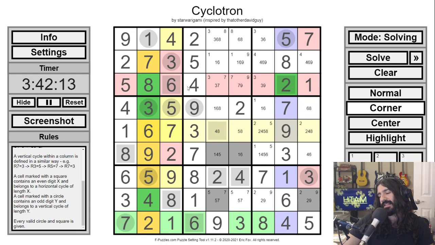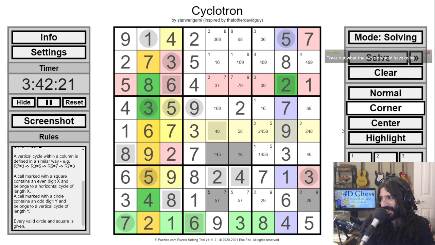So it's not for sure an 8. Is it impossible that we have an 8 cycle? Probably not, right? Trace out what the 4 cycle would have to be. I just traced out both. Rathaniel is lagging. Not my fault. Sorry, Rathaniel.